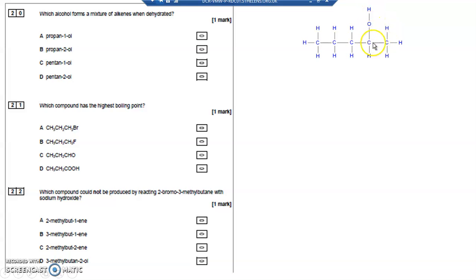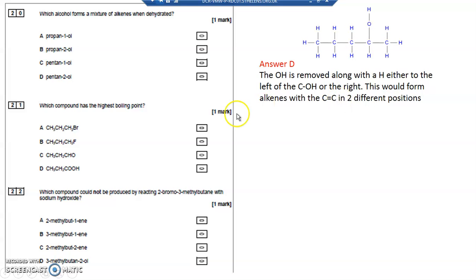But because the OH is in the middle of the chain, I could quite easily remove this H to the left along with the OH and end up with a double bond here. So I could end up with pent-1-ene or pent-2-ene. If it's propan-2-ol, then because it's a very short chain, essentially I'd be making the double bond to the left or the double bond to the right on a 3-carbon chain. I'd end up with propene either way. So my answer is answer D.